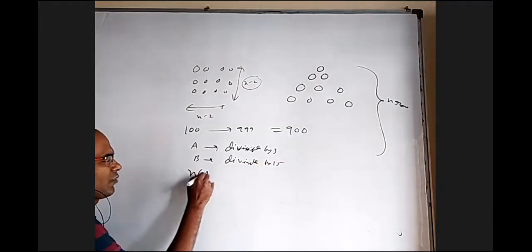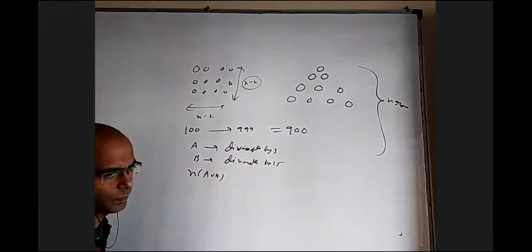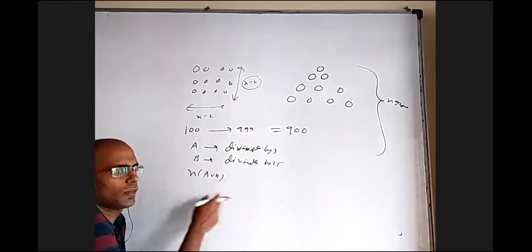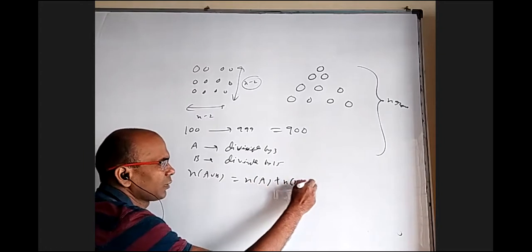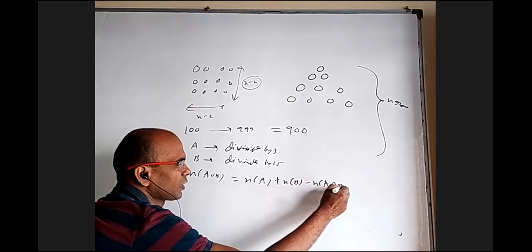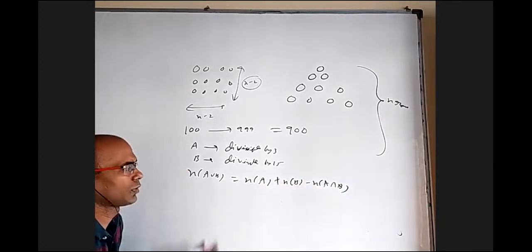I have to find n of A union B and remove it from this. If any number is divisible by 3 or 5, I don't want it. So it is n of A plus n of B minus n of A intersection B, because multiples of 15 will be counted in both. We don't want to count them twice.